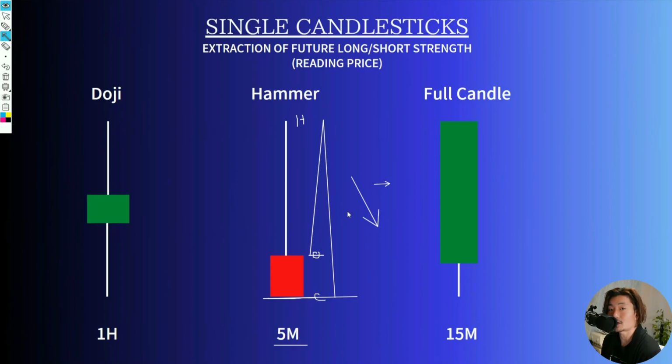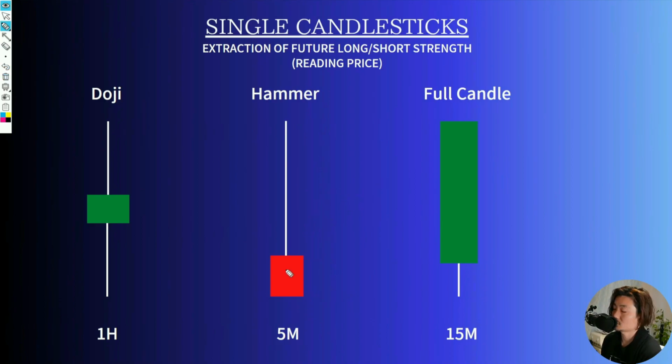Okay, so let's look into what happened here. So when price opened at this level right here, at some point within 5 minutes, there was a lot of buying pressure here, pushing price all the way up to these levels right here. However, by the end of that 5 minutes, the sellers were able to overwhelm those buyers and bring price down and close at the lowest point of the 5 minutes.